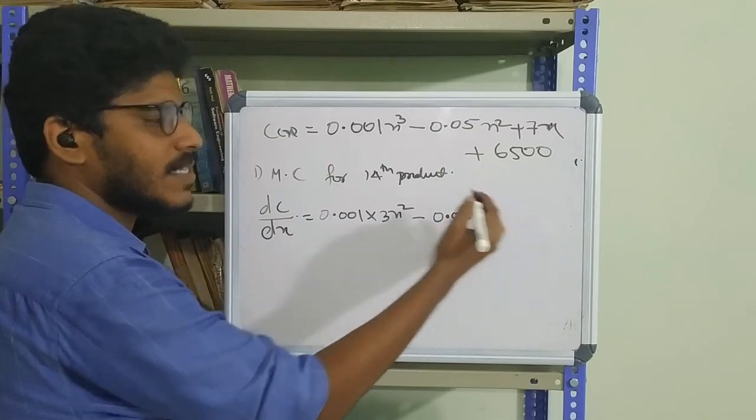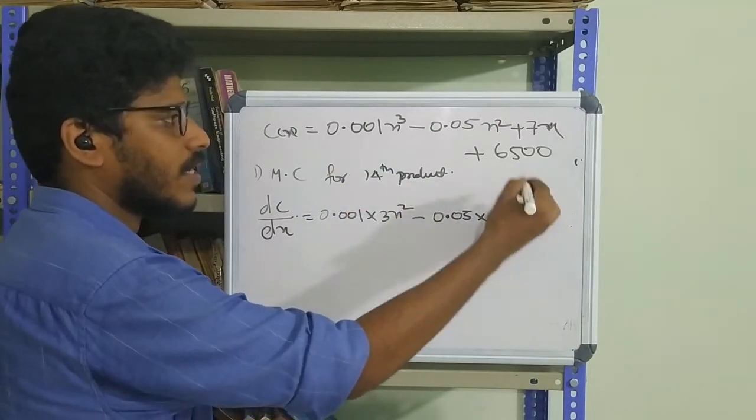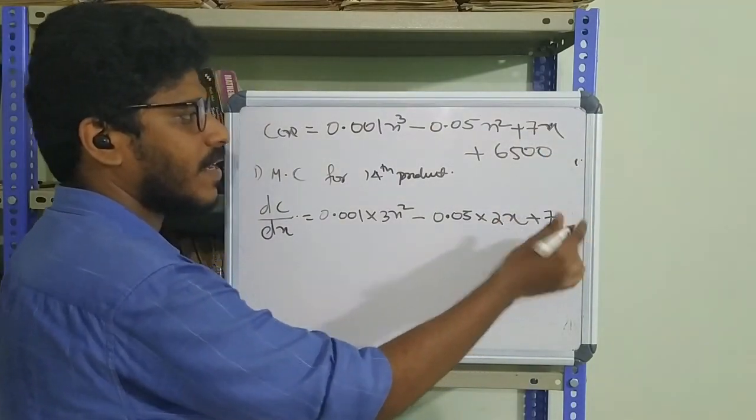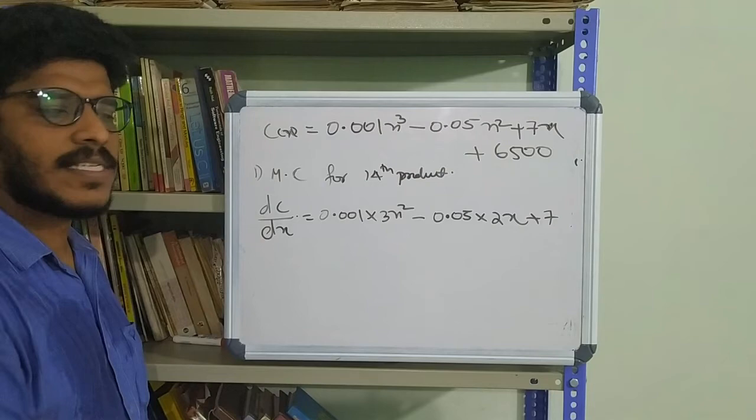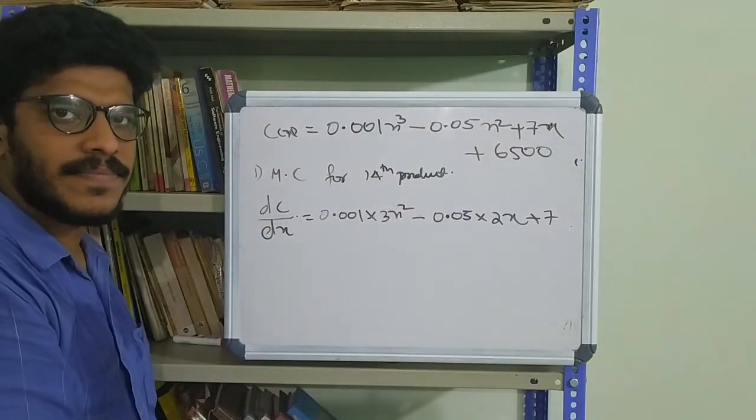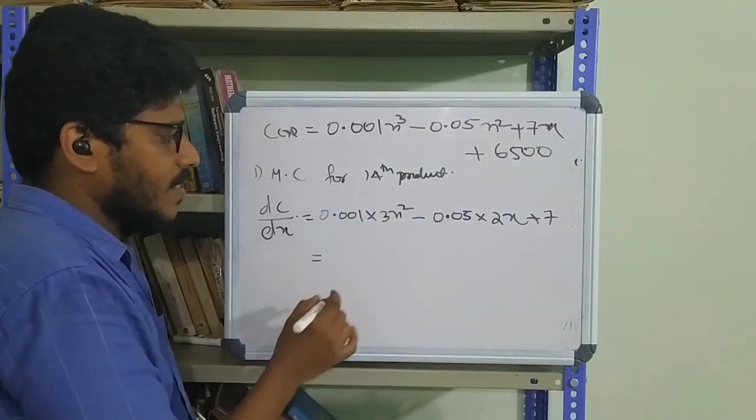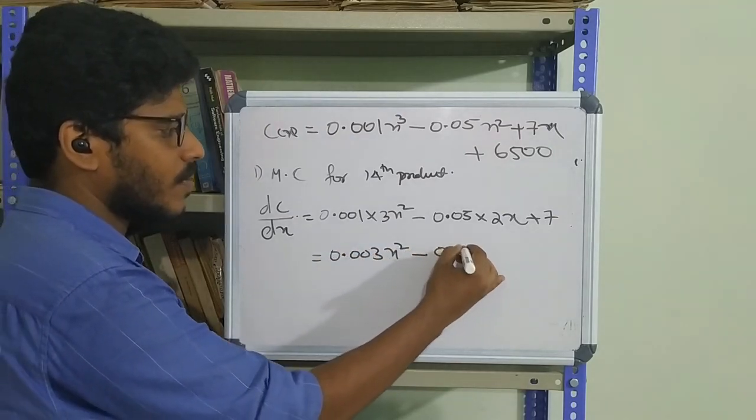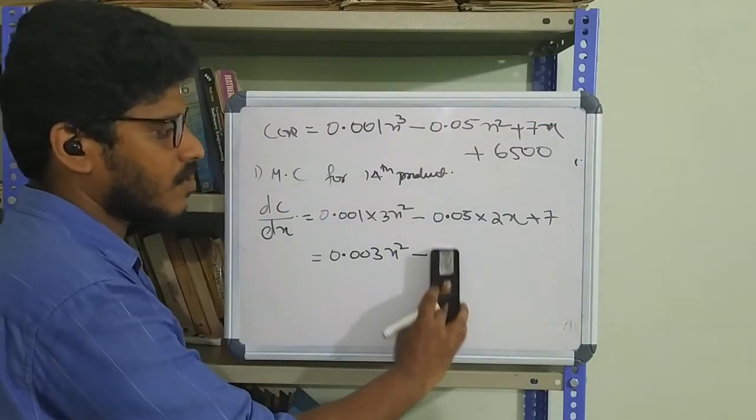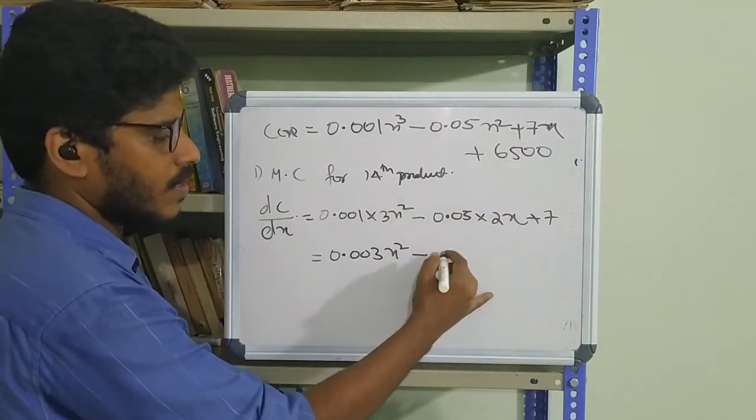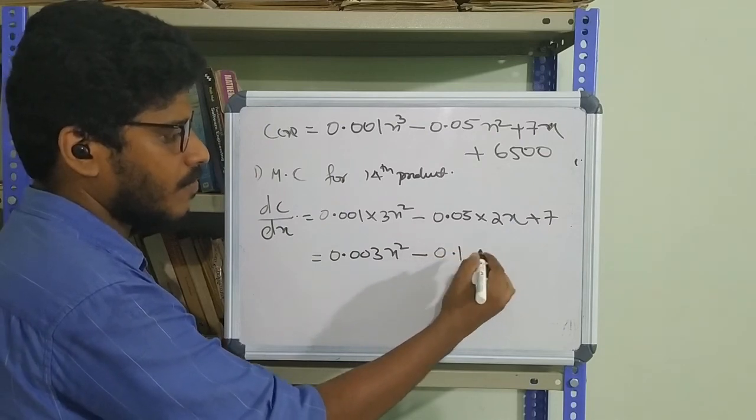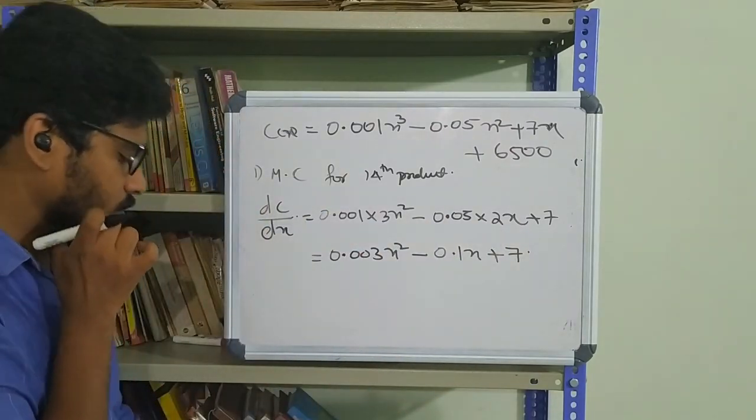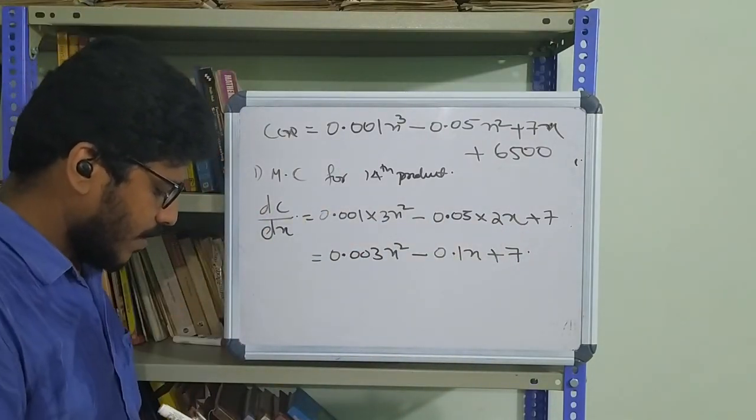Minus 0.05 times, what's the derivative of x square? Which is nothing but 2x. Again, what is the derivative of 7x? Which is 7, and the derivative of 6500 is 0, since 6500 is a constant. Simplifying this, we will get 0.003 x square minus 0.05 times 2, so that will be 0.1 x, plus 7. So this is the general marginal cost function here.